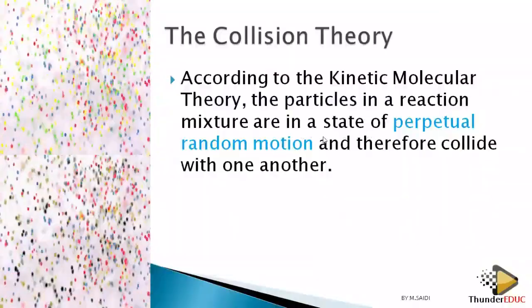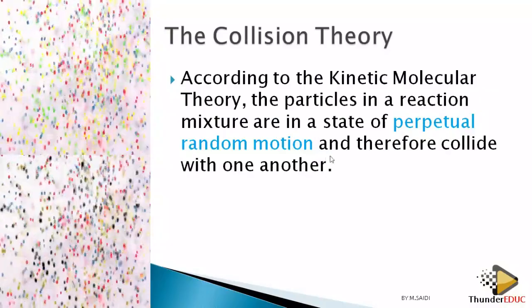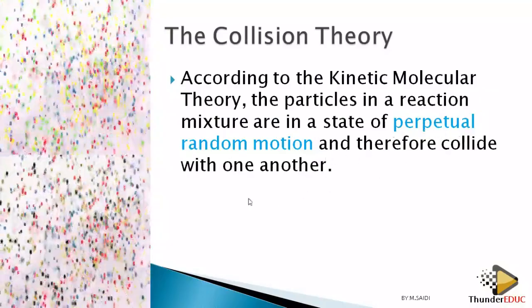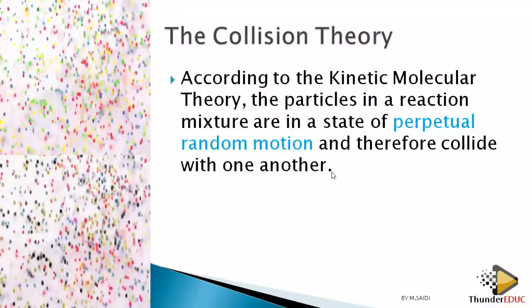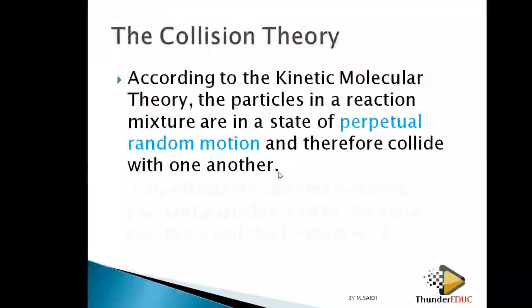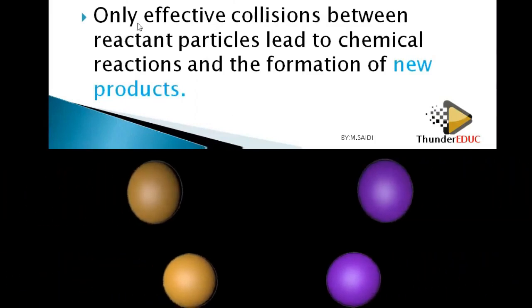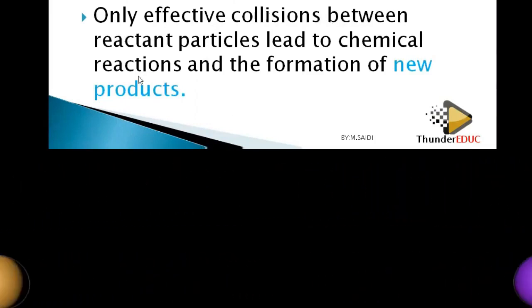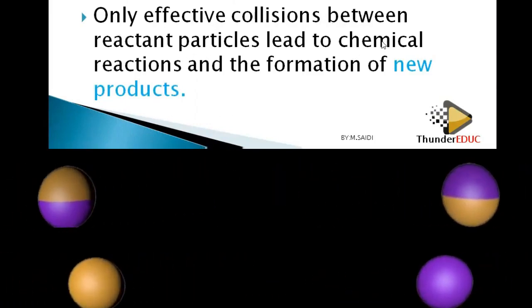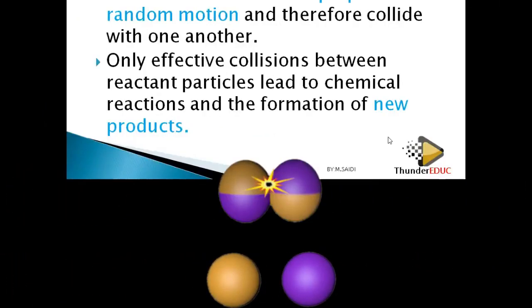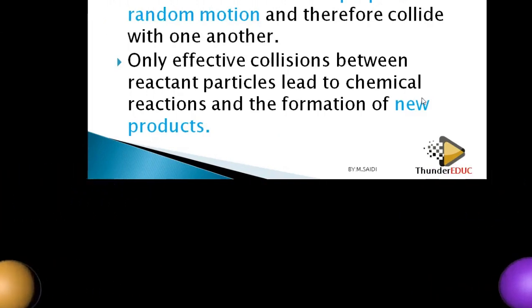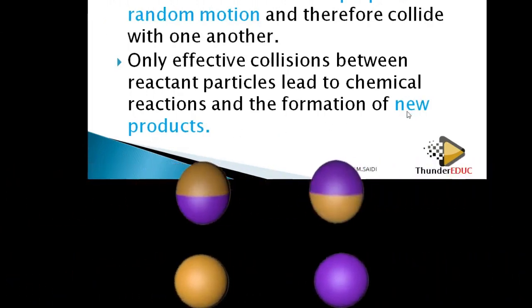Particles in a reaction mixture are in a state of perpetual random motion and therefore collide with one another. It also says that only effective collisions between reactant particles lead to chemical reaction and the formation of new products. Without an effective collision, the products will not form.